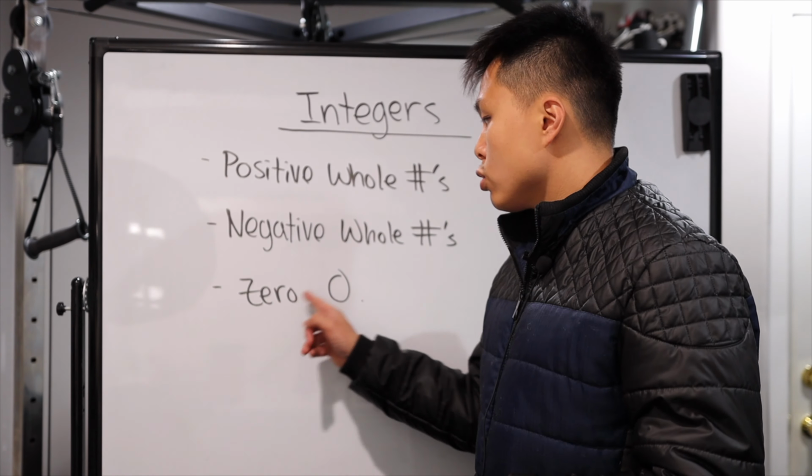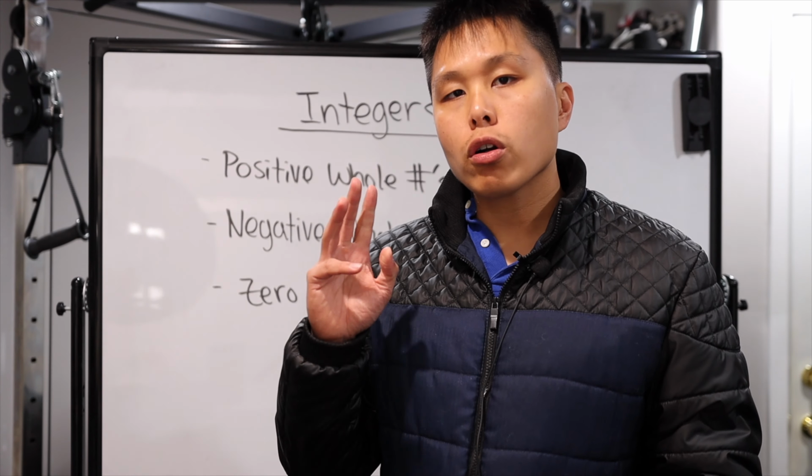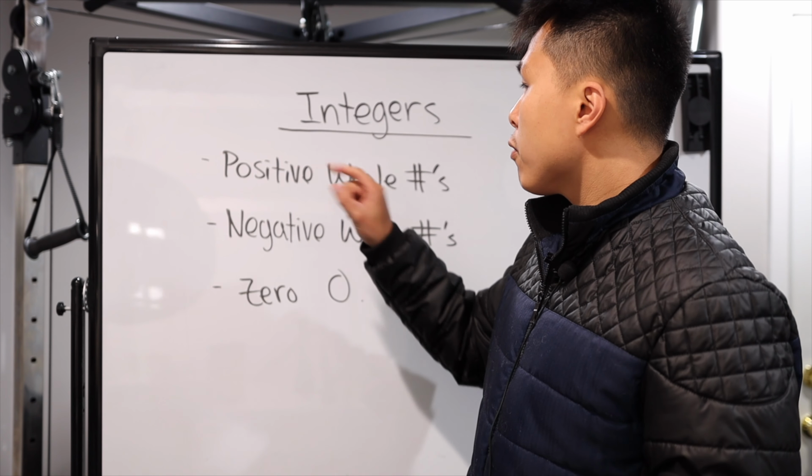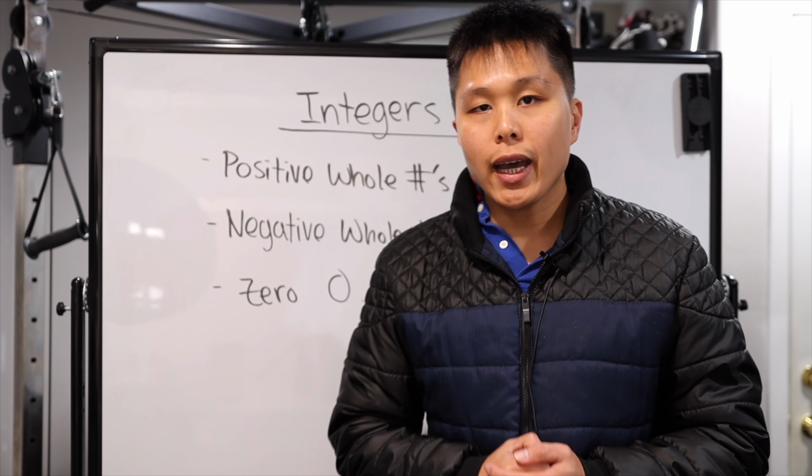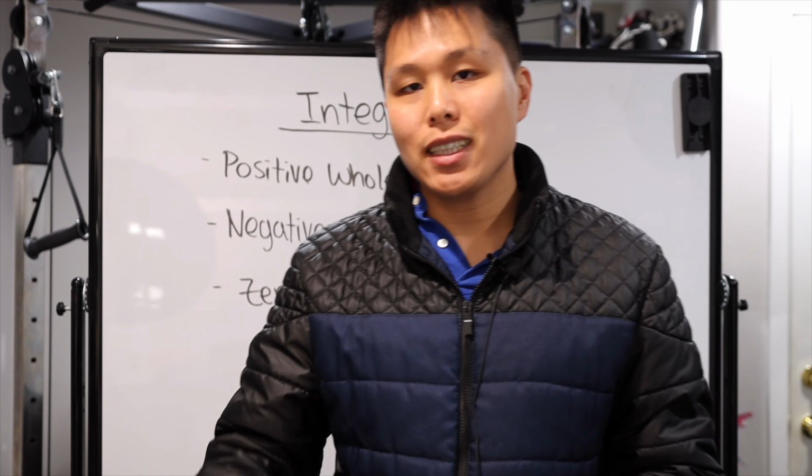And lastly, you also have the number 0. So those are the three categories. If a number falls into one of these three categories, it is considered an integer. So let's look at examples of each of them.